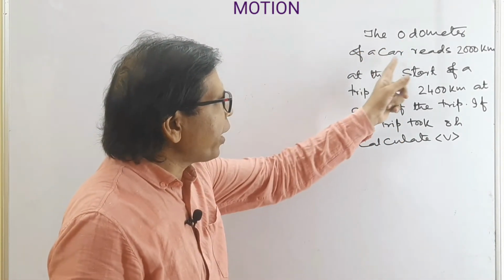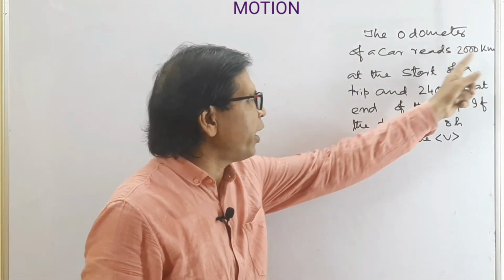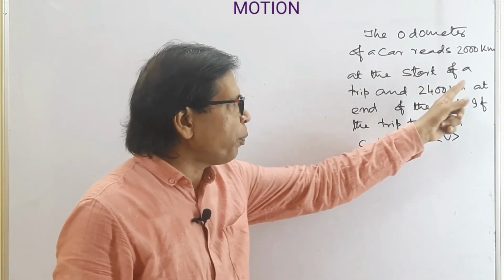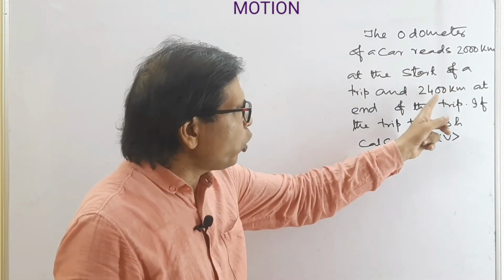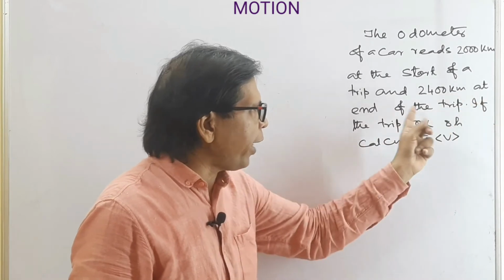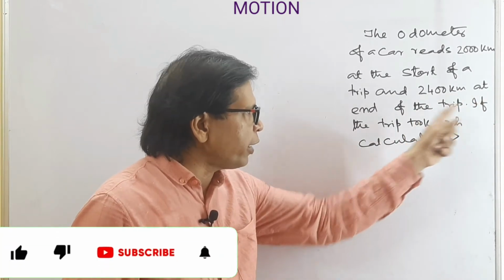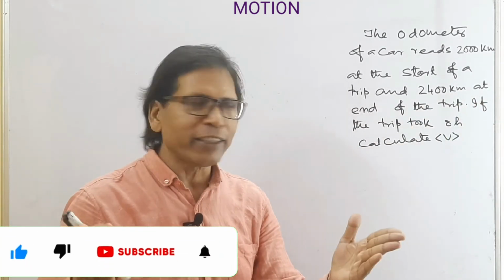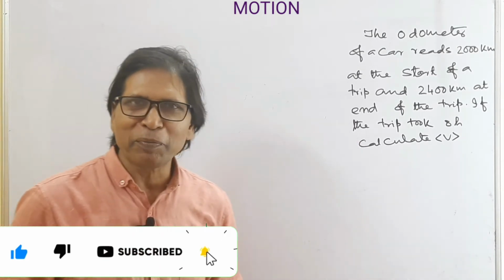Now look at this, a numerical. The odometer of a car reads 200 km at the start of a trip and 2400 km at the end of the trip. If the trip took 8 hours, calculate the average speed.